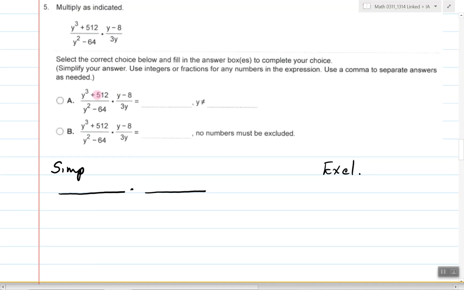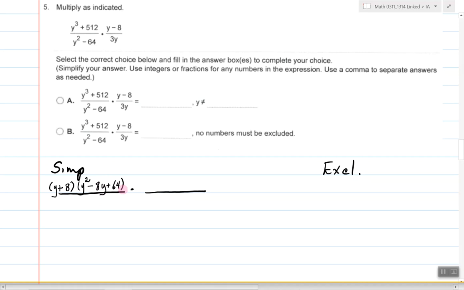So the factors of this, because it's the sum of cubes, we're going to have a binomial times a trinomial. The cube root of y to the third is y. Keep the sign. The cube root of 512 is 8. For the first term here, it's square it, so y squared. Change the sign. Product, which is 8y. Square the last one. 8 times 8 is 64.